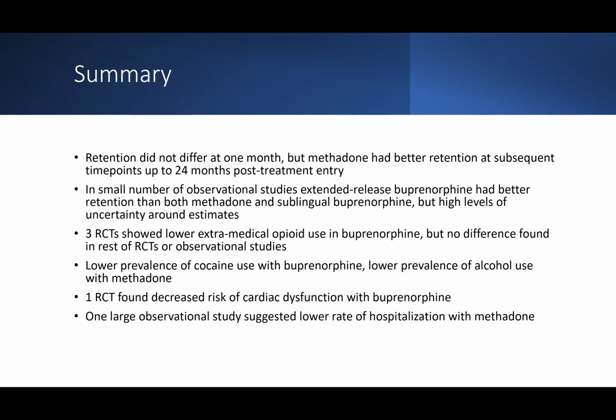So 3 randomized controlled trials showed lower extramedical opioid use in buprenorphine, but otherwise for the rest of the data, they didn't find a difference between the two. And then in terms of the secondary measure of other substances, there seemed to be a lower prevalence of cocaine use with buprenorphine and a lower prevalence of alcohol use with methadone, at least based on the data they had. And then, like I said, the RCT that studied cardiac dysfunction did seem to find decreased cardiac dysfunction with buprenorphine. And then one large observational study showed a lower rate of hospitalization with methadone.